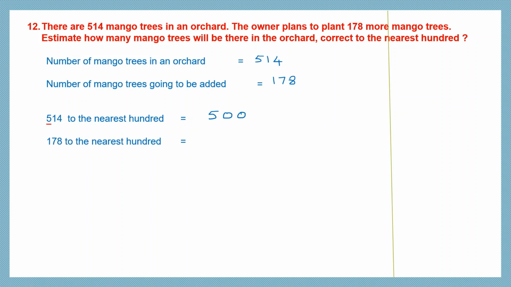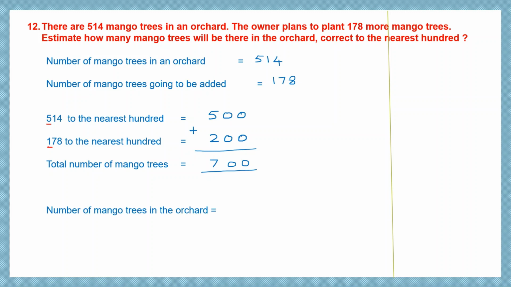Then 178 to the nearest 100. In the hundreds place, we have 1. To its right, we have more than 5. So 1 will change to 2. 200. Now we have to find out how many mango trees there will be approximately in the orchard by adding up these two. So the total number, to find that, we have to add up. So let's do the addition. So we have 0, 0. 5 plus 2 is 7. So that is 700. So the number of mango trees in the orchard will be 700 after he plants them all. So this is our final answer here, 700.